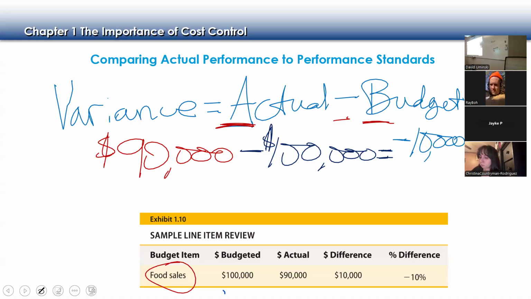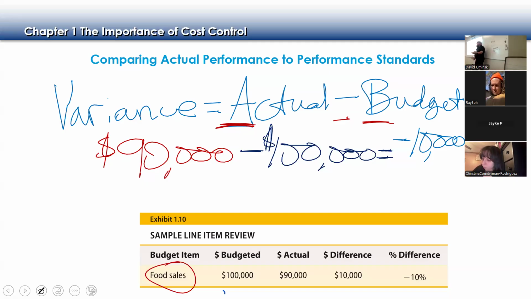That means I did not meet my budget. My budget was $100,000, and I only brought in $90,000. Is that good or bad? It depends on circumstance.